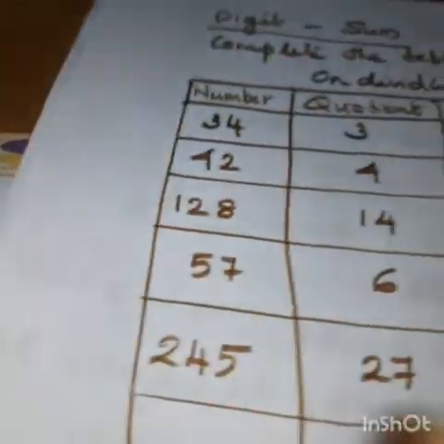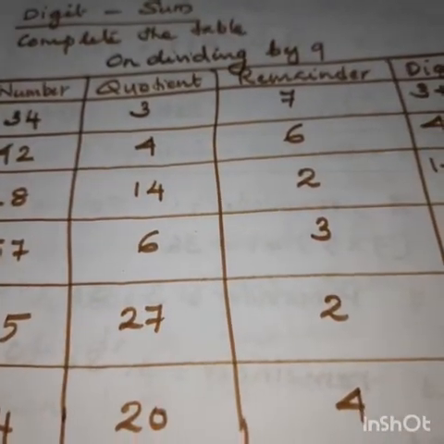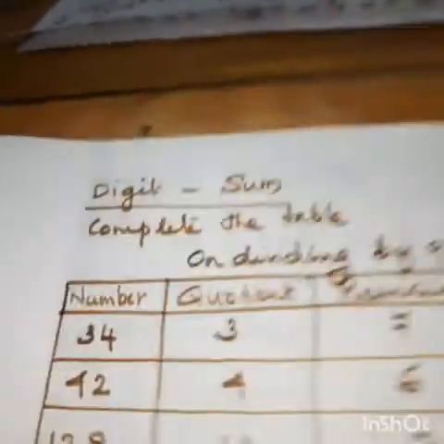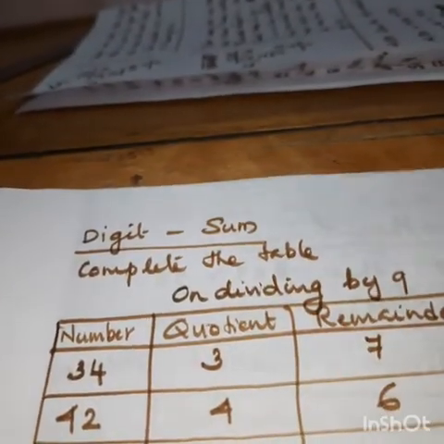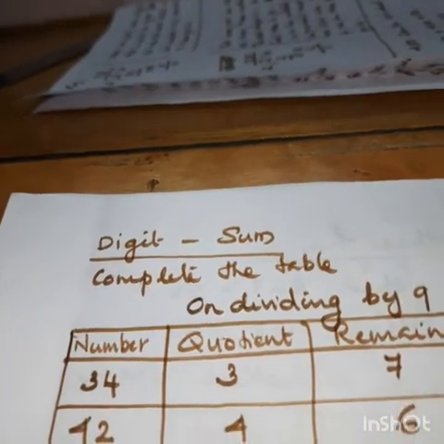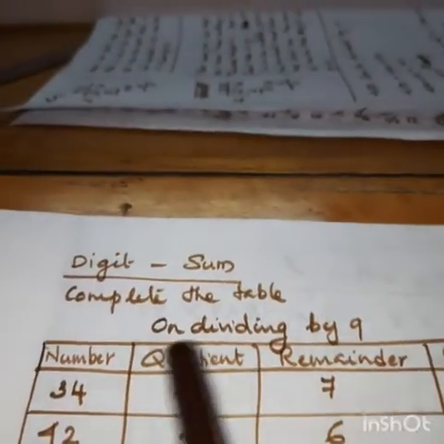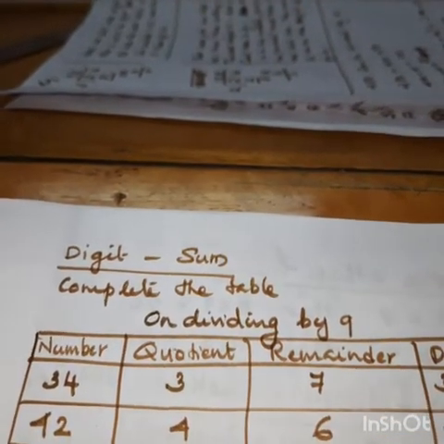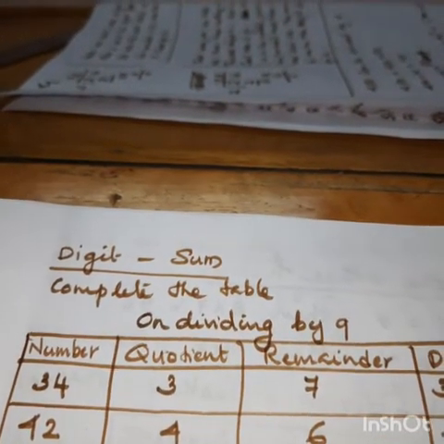Then digit sum. From this portion, we are going to study the easy method of division by 9 and other numbers. Complete the table on dividing by 9. There are so many numbers. When we divide these numbers by 9, the quotients, the remainder and the digit sum are given.